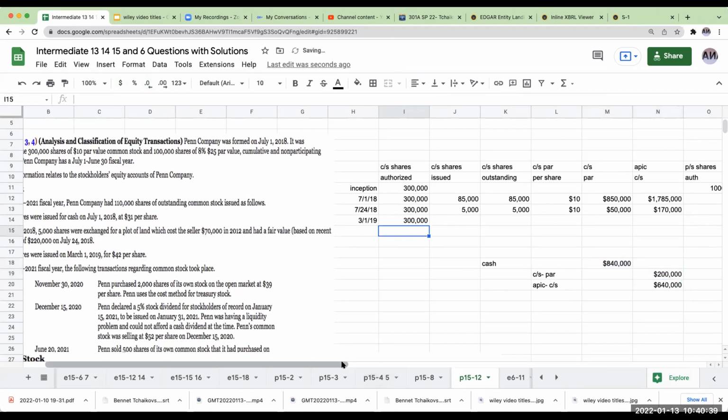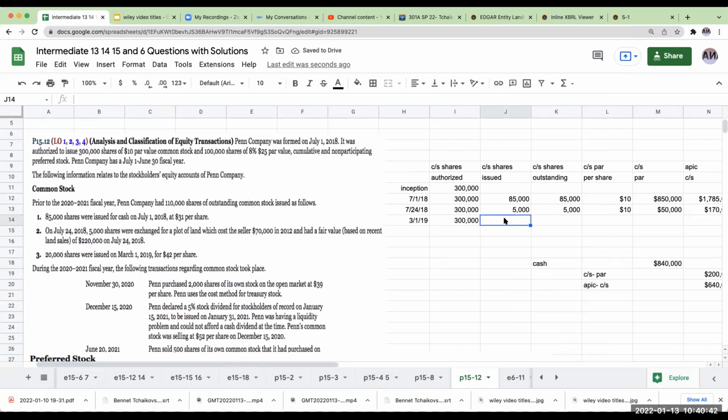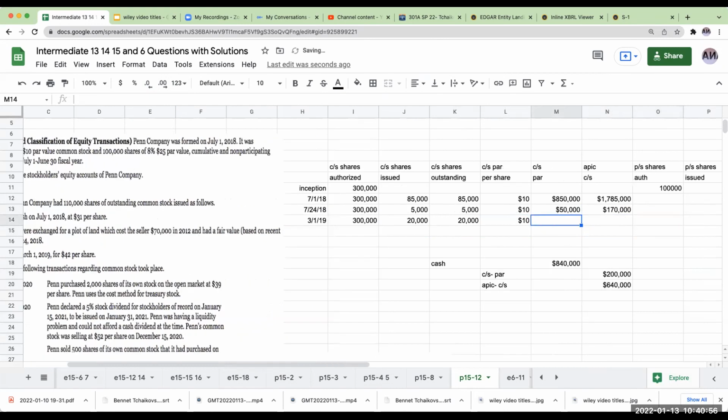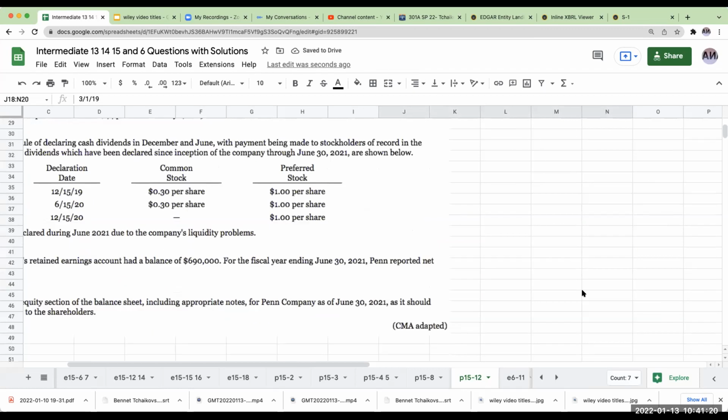Okay, so 3/1/19, issuing out 20,000 shares. Shares outstanding, I'm going to be adding another 20,000 to that. My common stock par per share is still going to be at 10. The amount that I'm putting over here to common stock at par is going to be 200,000. And then my additional paid-in capital common stock will be 640,000. And this transaction took place on 3/1/19. Let's go ahead and put this down below.